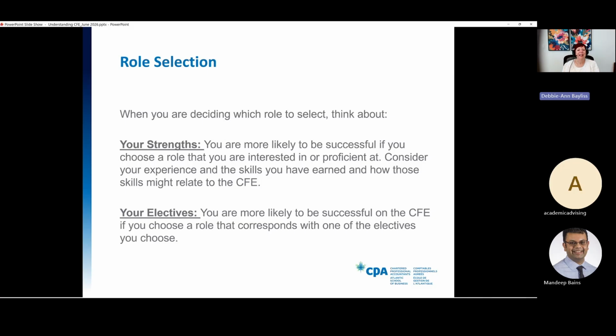Think about whether this is a strength of yours that you're proficient at. Do you have experience? Think about the professional education program: was this an elective you took? How well did you do on the module exam? If you marginally passed that elective, statistically it's very difficult to pass and meet the requirements for day 2. So carefully consider that.